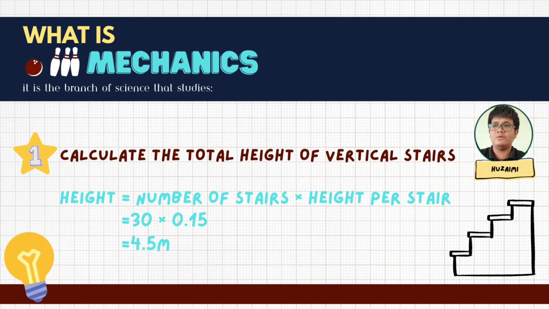Now we are going to calculate the total height of the vertical stairs. The formula to calculate is number of stairs multiplied by height per stair. And in this situation we know number of stairs equals 30 and height per stair equals 0.15. After multiplying it, we got the result to be 4.5 meters.